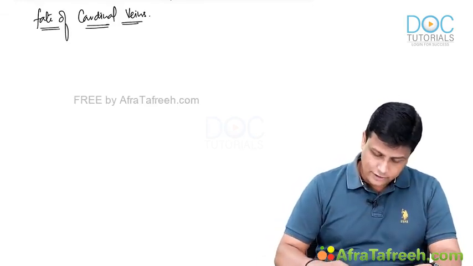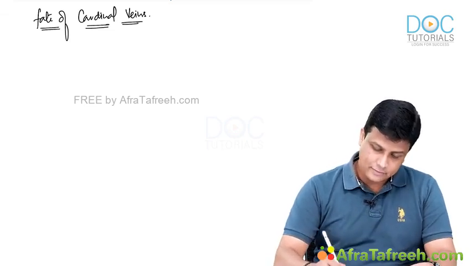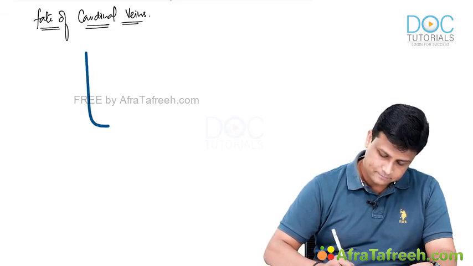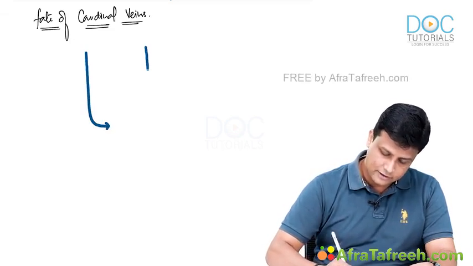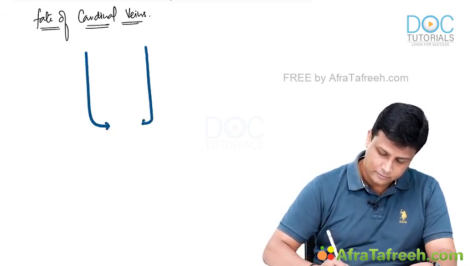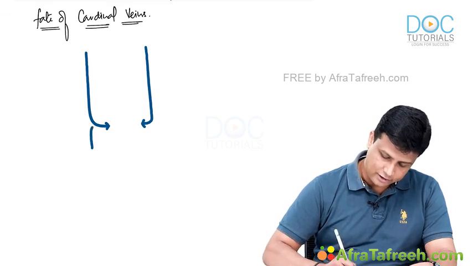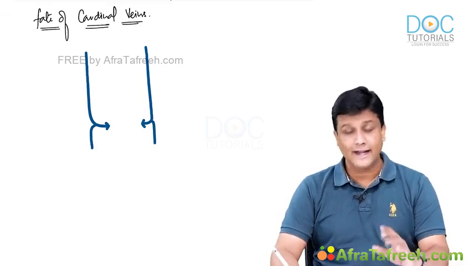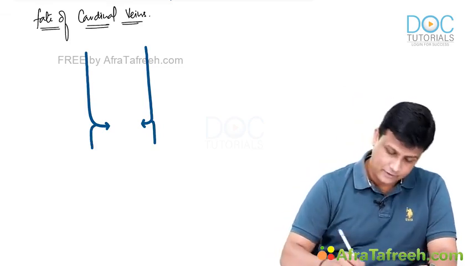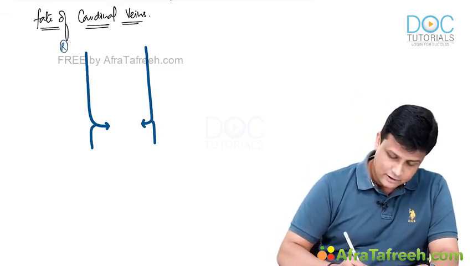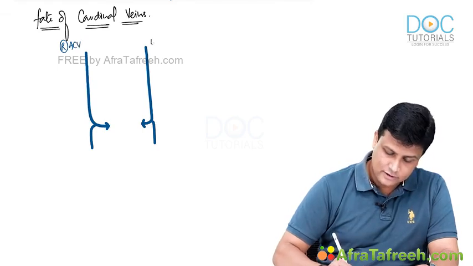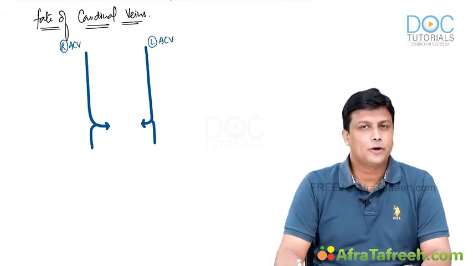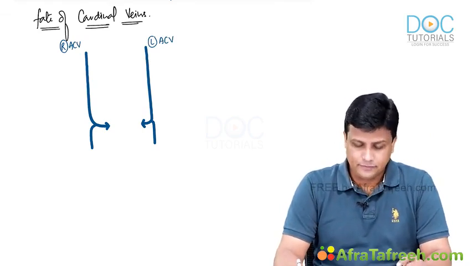So let me first of all draw our main diagram here, guys. For example, if this one will be the right anterior cardinal vein, and this one here will be the left anterior cardinal vein, and then there will be a posterior cardinal vein. So first I am concentrating only on the anterior cardinal vein, not the posterior. So this one is the right anterior cardinal vein, and this one is the left anterior cardinal vein, and they have to contribute in the formation of superior vena cava.